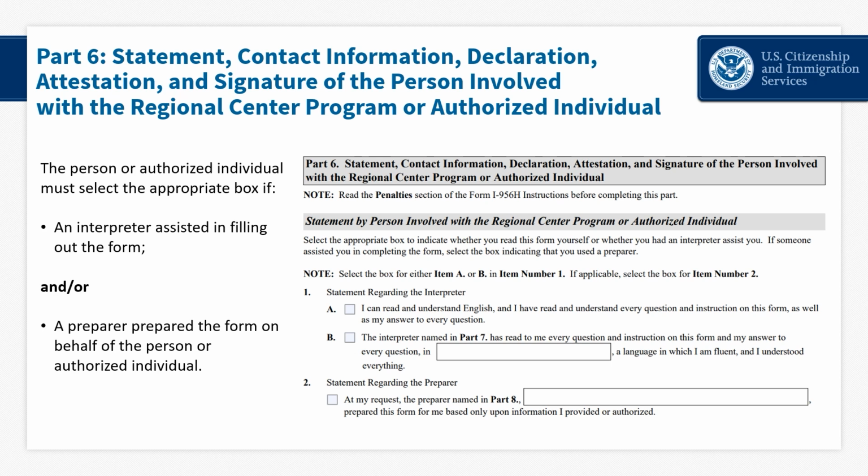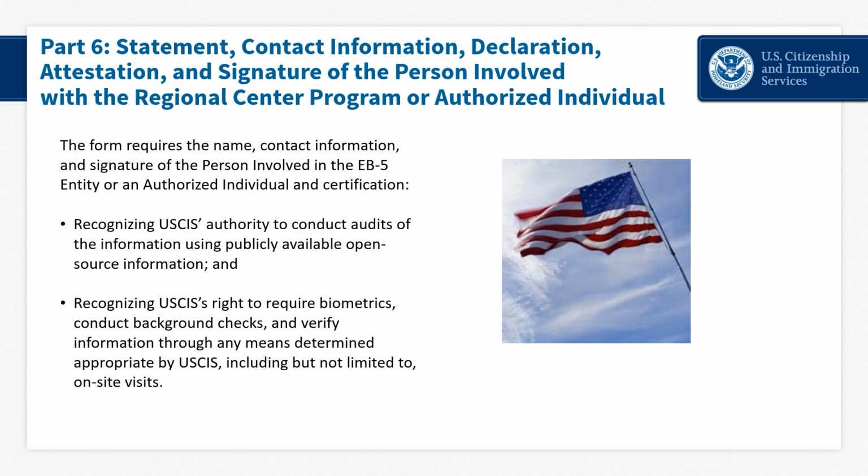If the promoter or authorized individual is not filling out the form themselves, then the promoter or authorized individual must select the appropriate box and provide the name of the preparer who prepared the application. The preparer may be an attorney for the promoter. The preparer must then complete Part 8. If the same person was the interpreter and preparer, that person should complete both Parts 7 and 8. The I-956K requires the name, title, and contact information of the person involved in the Regional Center program, or the authorized individual, in case USCIS needs to contact the person or authorized individual.